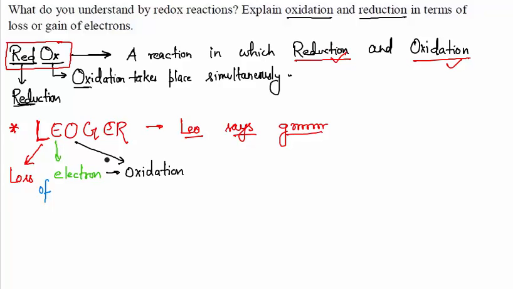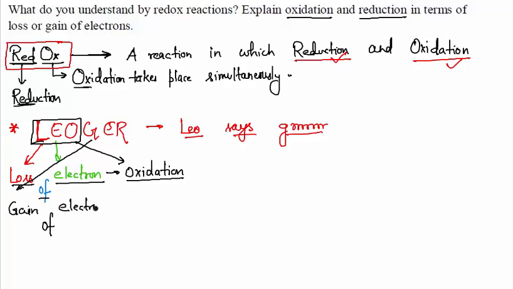So the first part is over, that is LEO. Loss of electron is oxidation. I will explain it with one example, and it will be very clear to you. First see the definition and then we will explain. Now the second part, this G stands for what? Gain. Gain of electron.